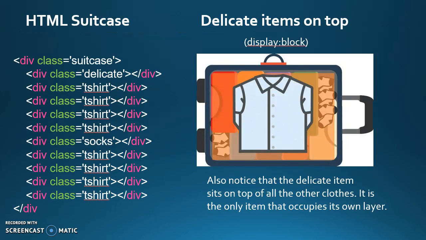Here on the left, we have our HTML suitcase. And then on the right, as a picture, we dictate the first one, which is our display block, which is our delicate items. If you notice this, the delicate item is the only thing on this level. There's nothing else. Even though it doesn't take up the whole suitcase, it's still the only item that you can really see. And if you look hard enough, you'll notice that it has a margin around it just to protect it, to keep other items from moving up into it. So it takes up that whole level.